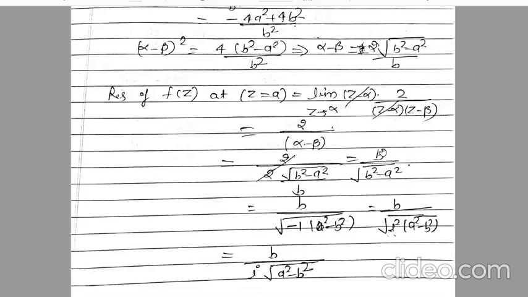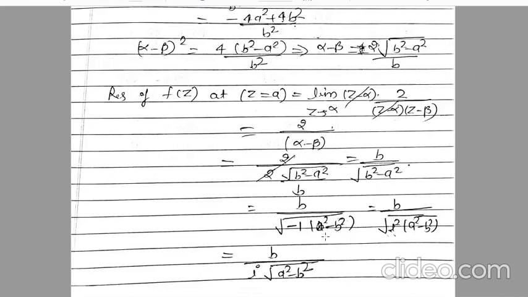So now we need to calculate the alpha minus beta value. You can write alpha minus beta whole square is equal to alpha plus beta whole square minus 4 alpha beta. Because we have alpha plus beta and alpha into beta, just put all these values here. So minus 4a square upon b square plus 4, just calculate this one. So 4 into (b square minus a square) upon b square, and alpha minus beta is equal to 2 square root of (b square minus a square) upon b. So this is your alpha minus beta value. Just write here this value and you will get b upon square root of b square minus a square.